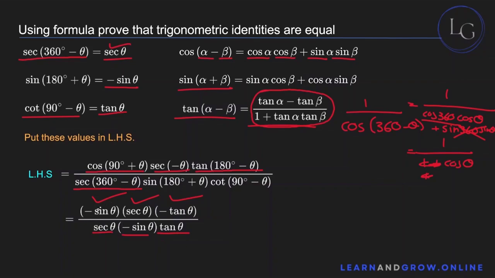Now you start cancelling them out. You can cancel this out and this out. You can cancel the secant theta and this secant theta out, and you can cancel this negative tan theta with tan theta, except you're left with negative 1, which is why you end up with negative 1 in the end. And that's how you prove that the left-hand side is equal to the right-hand side.